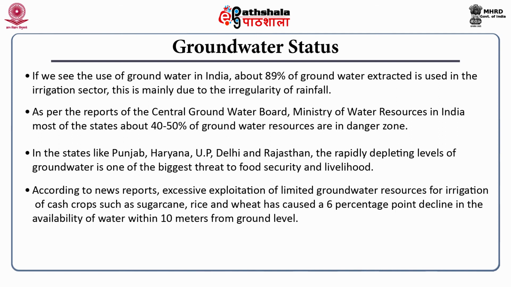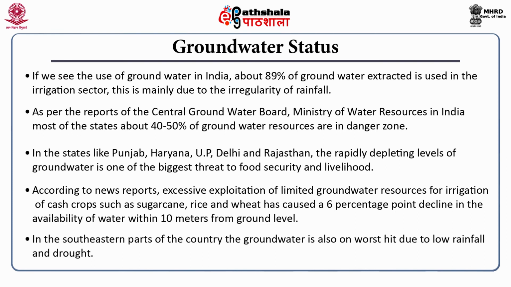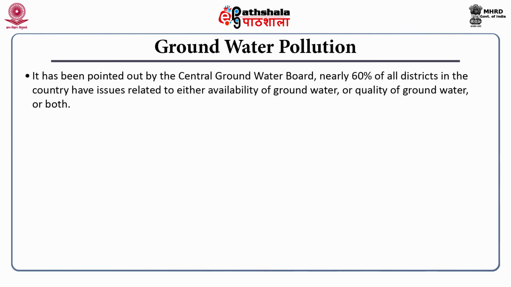According to news reports, excessive exploitation of limited groundwater resources for irrigation of cash crops such as sugarcane, rice and wheat has caused a 6 percentage point decline in the availability of water within 10 meters from ground level. In the southeastern parts of the country, the groundwater is also worse hit due to low rainfall and drought. It has been pointed out by the Central Groundwater Board that nearly 60% of all districts in the country have issues related to either availability of groundwater or quality of groundwater or both.